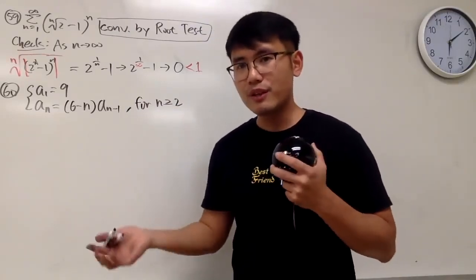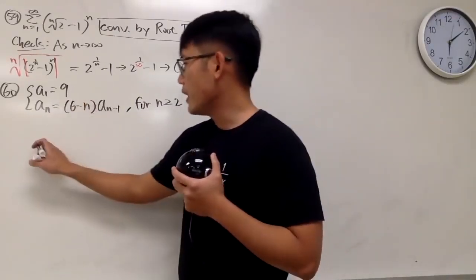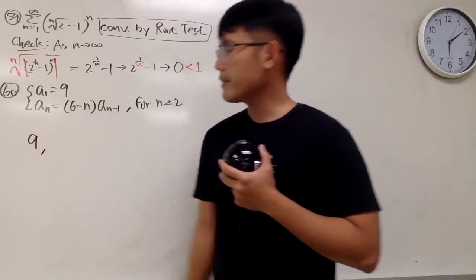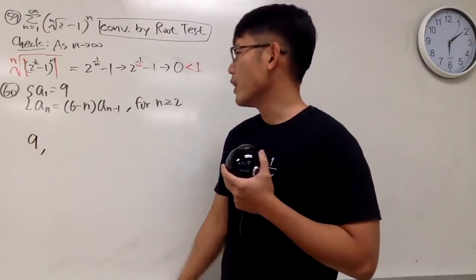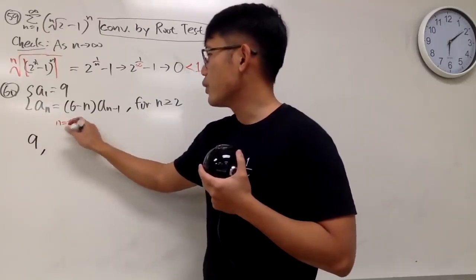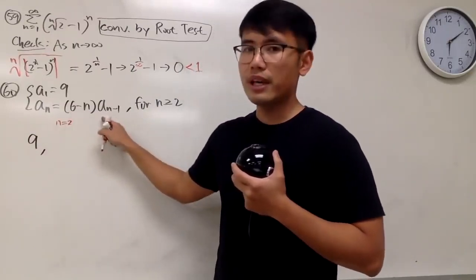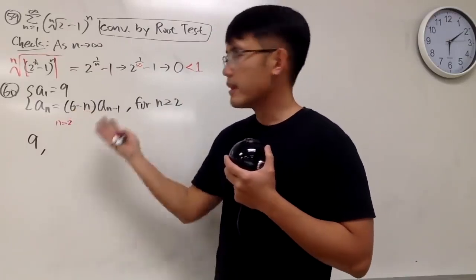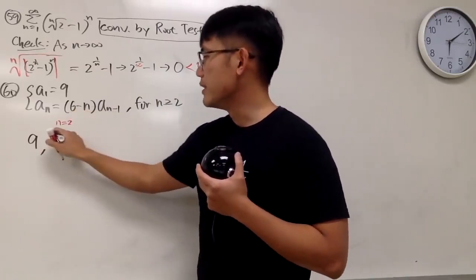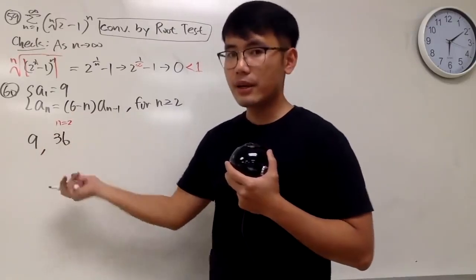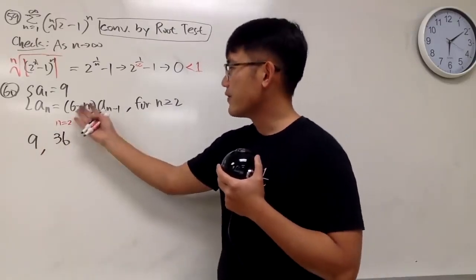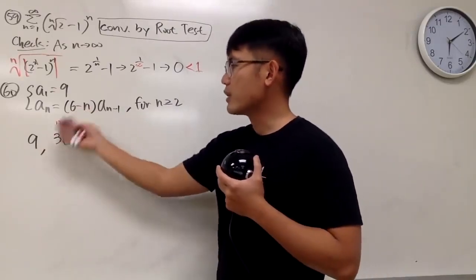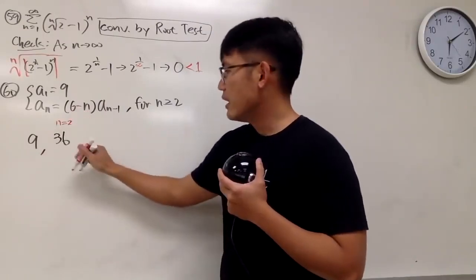Don't worry, let's just write down a few terms to see what happens. First of all, a1 is 9. a2 is what? Well, remember this is going to be n equal to 2, so you have to use this formula to get a2. First of all, you do 6 minus 2, which is 4, times the previous term, which is 36. So again, it's 4 times 9, 4 times the previous term, like that.